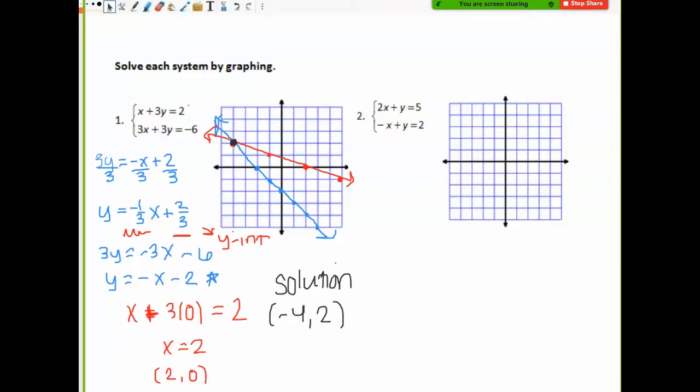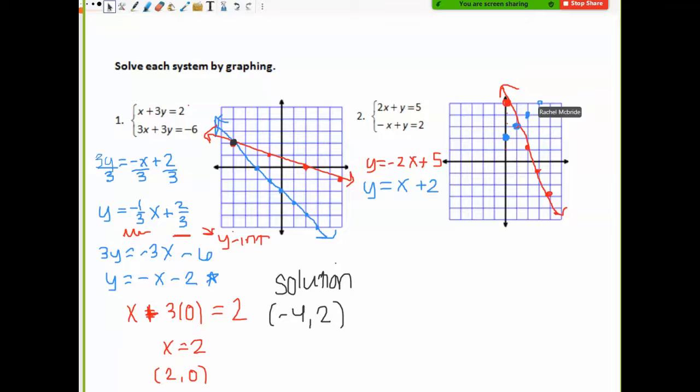Graphing equations for example 2. Solving for y, you get y equals negative 2x plus 5. So starting with your y-intercept, applying our slope, then doing the same for the second equation. So adding x to the other side, starting at my y-intercept and applying my slope.